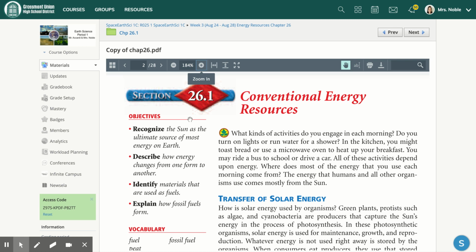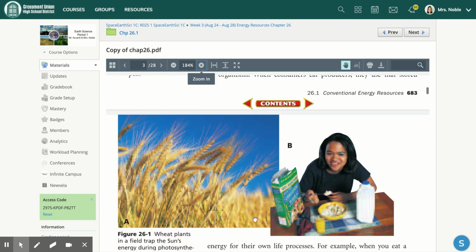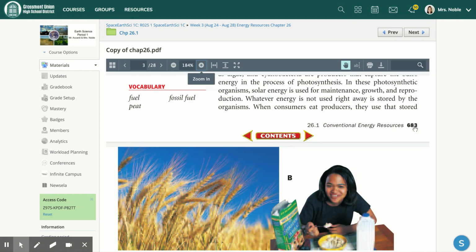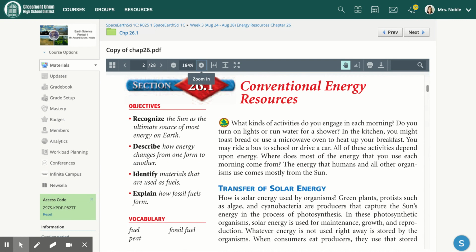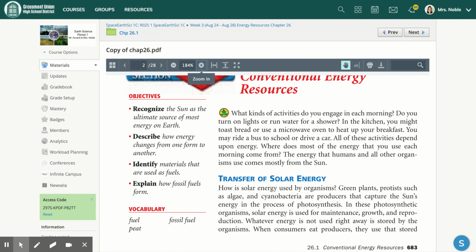Today we're going to be reading chapter 26, section 1. You can find this on page 683. Conventional energy resources. What kinds of activities do you engage in each morning?